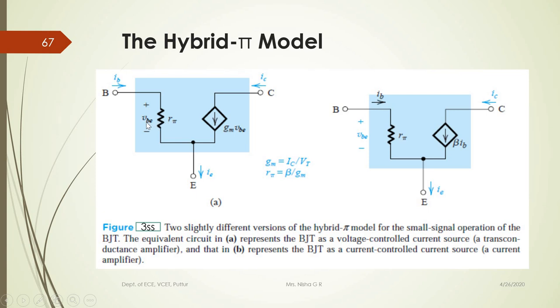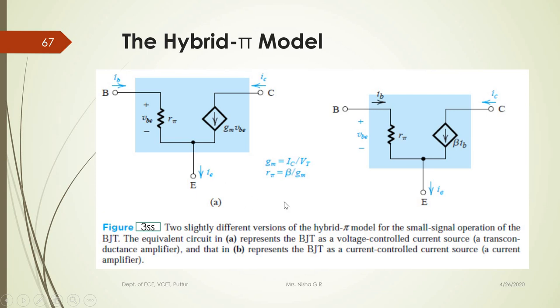VBE, R pi, VB and VC are the independent sources, whereas IC and IB are the dependent sources. So it is the output current, it is being mentioned like this. So what is IC? IC is equal to GM into VBE. What is IE? It is VB divided by RE.